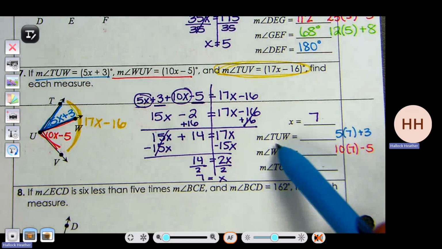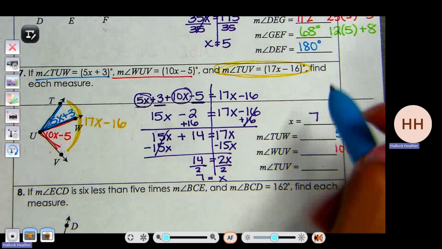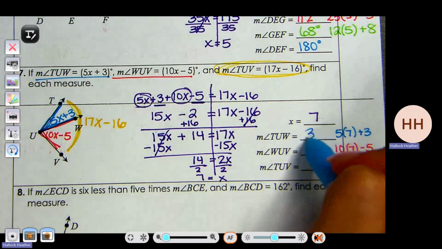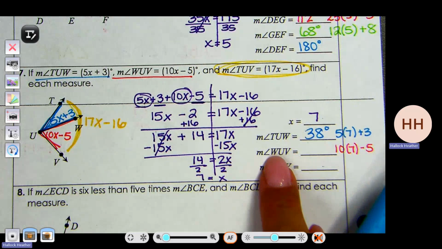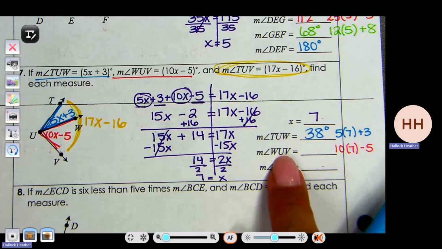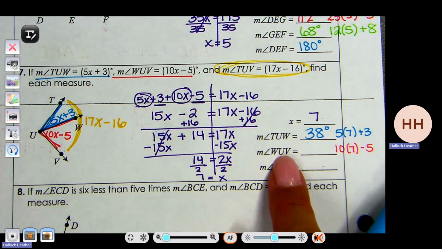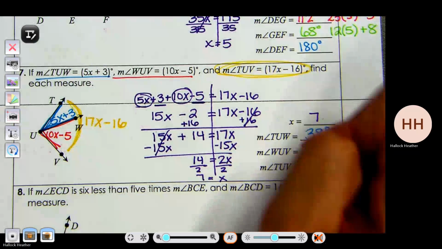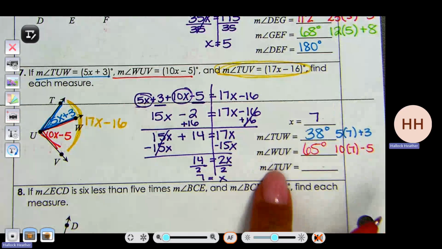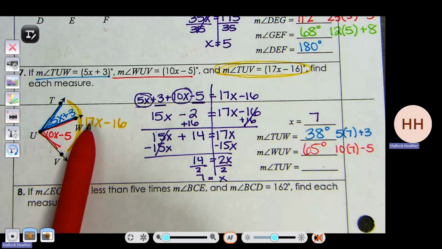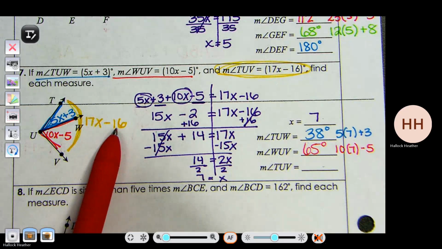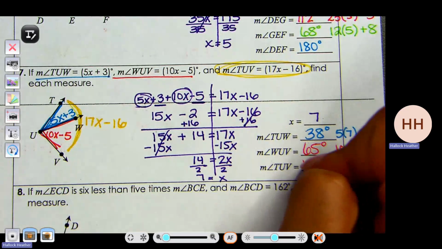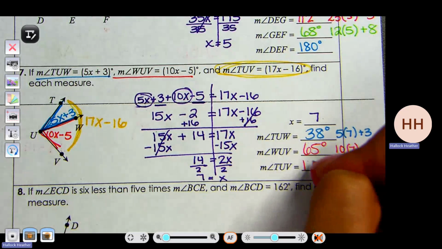Okay, so for TUW, 7 times 5 plus 3 is how much? 38. Nice. If I plug it into U, every time I try to read these, my dyslexia kicks in. WUV, okay, if I multiply and I subtract 5, how much do I get? 65. The last one says TUV, you got to plug it back into the yellow one. So 17 times 5 minus 16, or 17 times 7 minus 16, is how much? 133. Yeah.